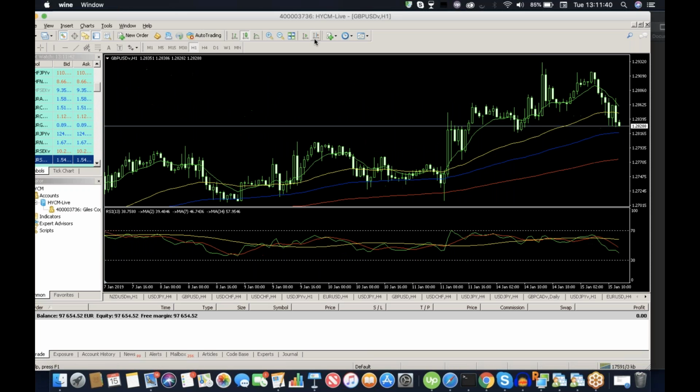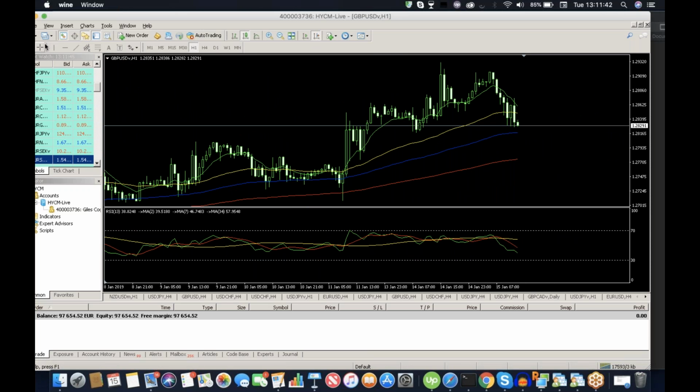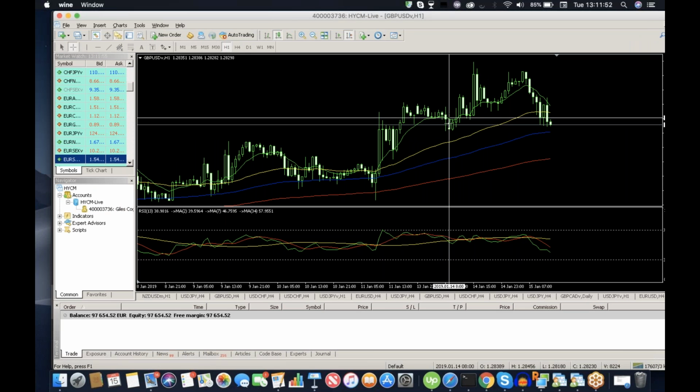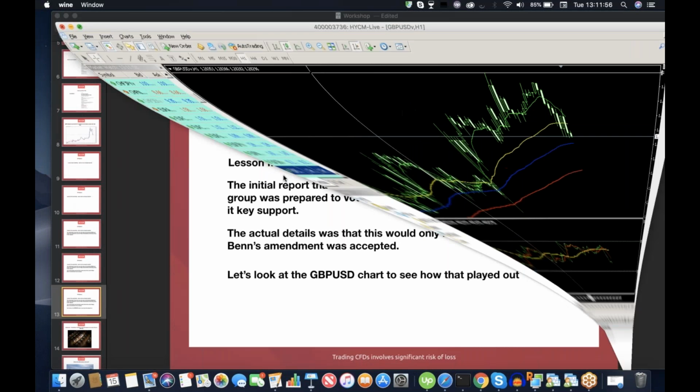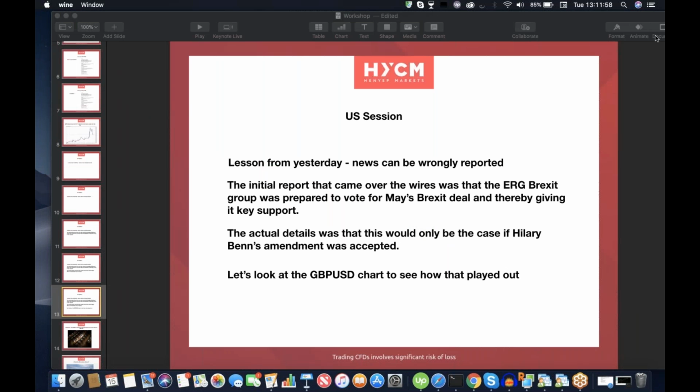So when the news came out yesterday, it was this 1 hour candlestick here. Price spiked up to 1.2930, and then it sold off. The reason it sold off and has now gone back through the lows of that report is for the very simple reason that the actual report was misleading and wasn't helpful. So the first thing to be aware of, particularly when you're trading headlines.